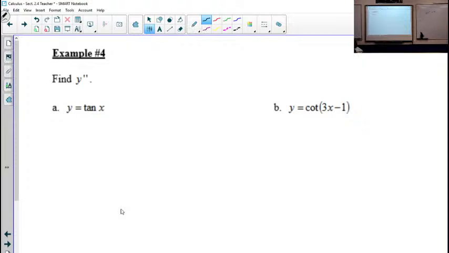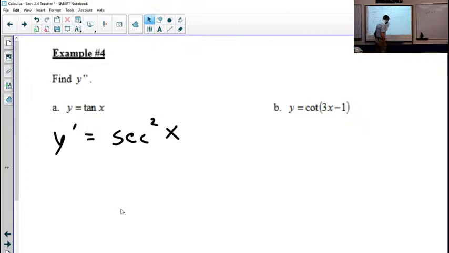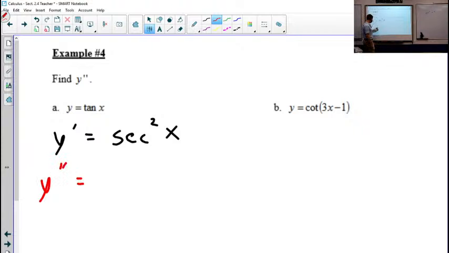Find y double prime. In other words, find the second derivative of this function. Because this may not look like a chain rule, but once we do the second derivative, it will. Because what is the derivative of tangent? Secant squared. And now we need to do derivative of secant squared. So this equals secant of x squared.